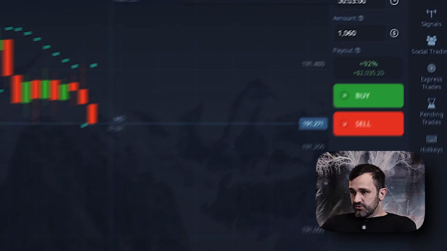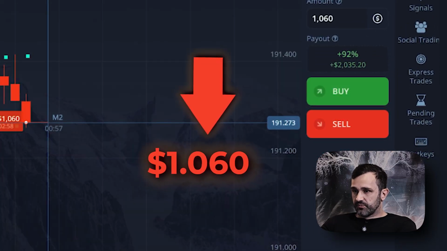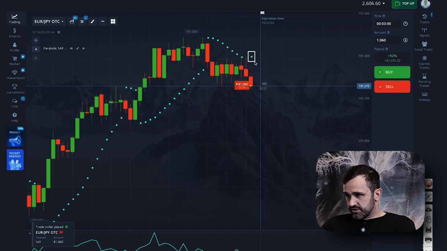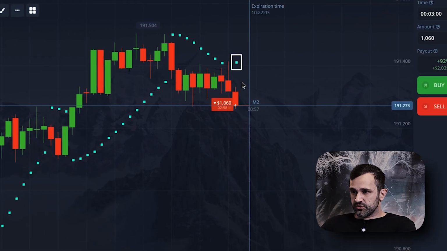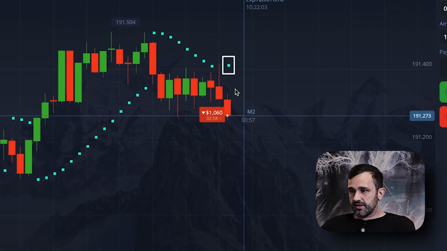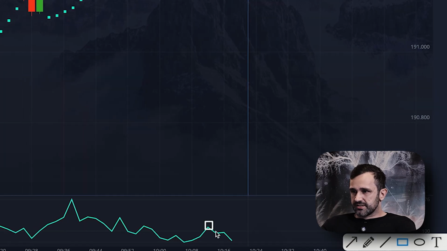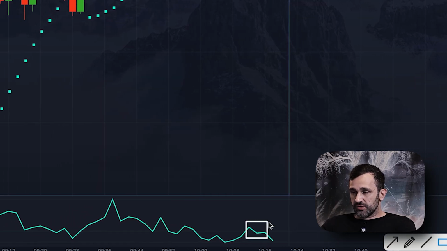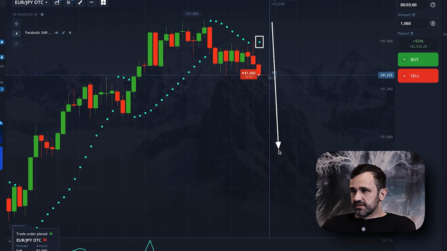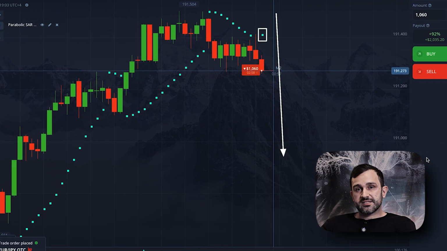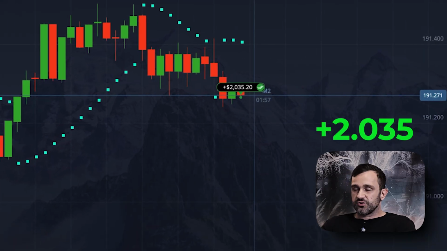I'll finish today's trading with one more sell trade for $1,060. I immediately look at the parabolic dots. They move to the top and are already lined up above in a series, which means upward guidance has ended and the market has started being guided downward. Momentum stops rising and starts moving down. This means the upward impulse is gone and the buyer has weakened. Red candlesticks start closing lower and gradually push the price down. Waiting, and I get plus $2,035.